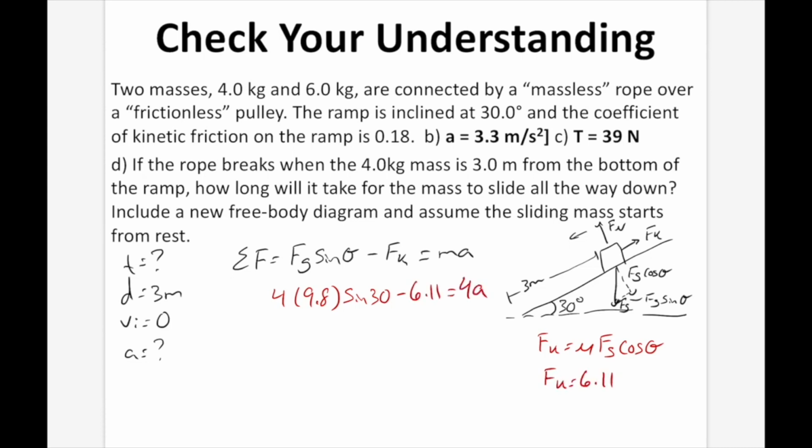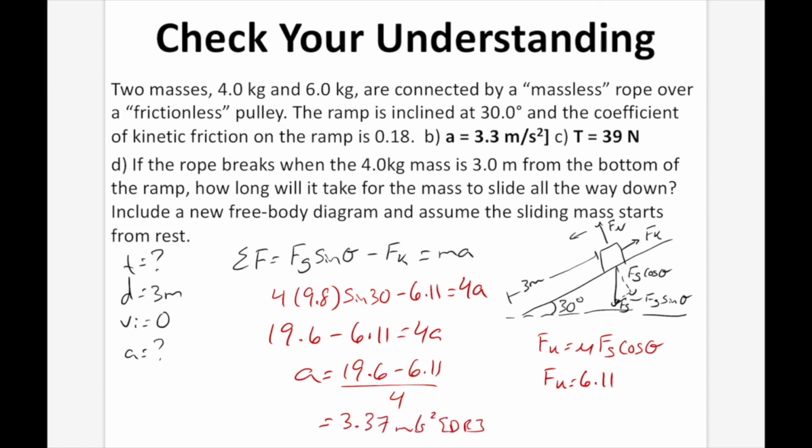Now we can simplify and we can solve for a. 4 times 9.8 times sine 30 is equal to 19.6, minus 6.11 equals 4a. a is going to equal 19.6 minus 6.11, divided by 4, which is equal to 3.37 meters per second squared down the ramp. So we can put that number in here, 3.37.